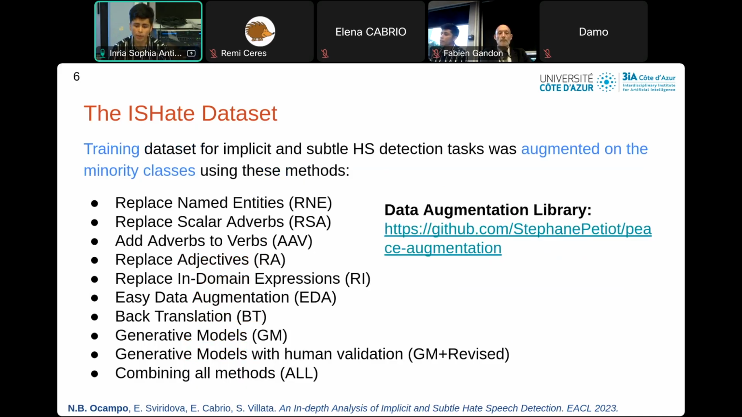For dealing with the minority class, we applied data augmentation on the training data set. These are all the methods. I'm not going to explain all of them, but they are very simple, just as the name suggests. For example, replace named entities takes an input sentence, takes a named entity, and replaces it with another one that is the most similar. And we created a library for this, so it can be used. This is the repository, and you can also use it as a Python library.